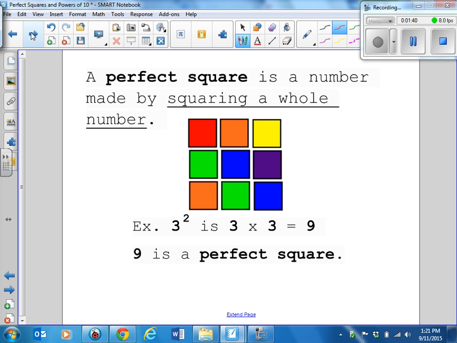So a perfect square is a number made by squaring a whole number. So for example here, 3 squared is 3 times 3, which equals 9. So 9 is a perfect square.